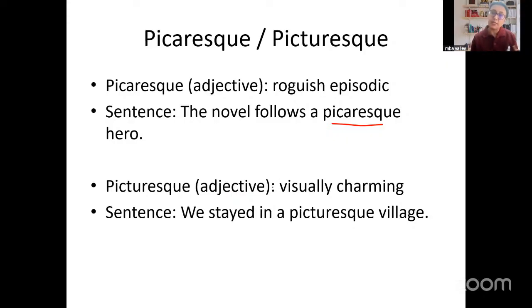Picturesque is something which is visually charming. Like when you go to a hill station, the view is picturesque. We stayed in a picturesque village, something which is visually charming or visually appealing. That is picturesque. Something that looks out of a picture, right out of the picture, would always look picturesque, right?